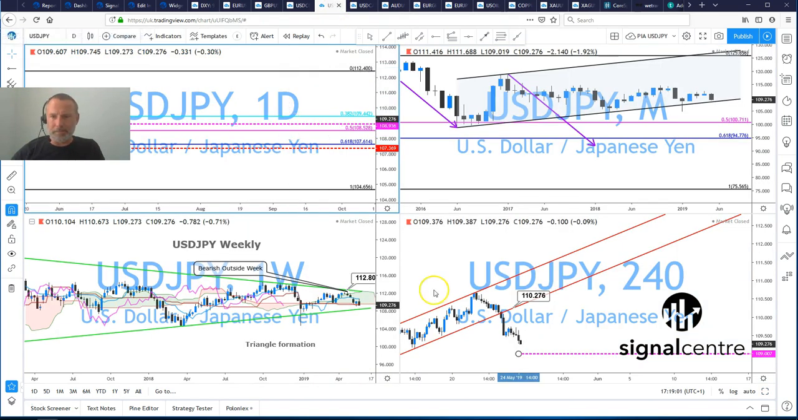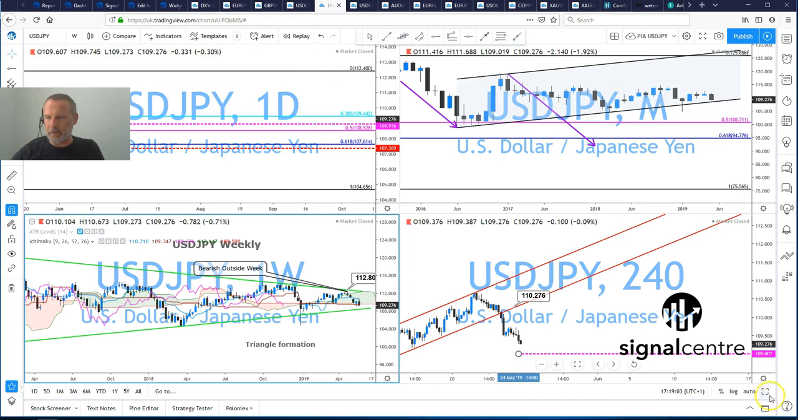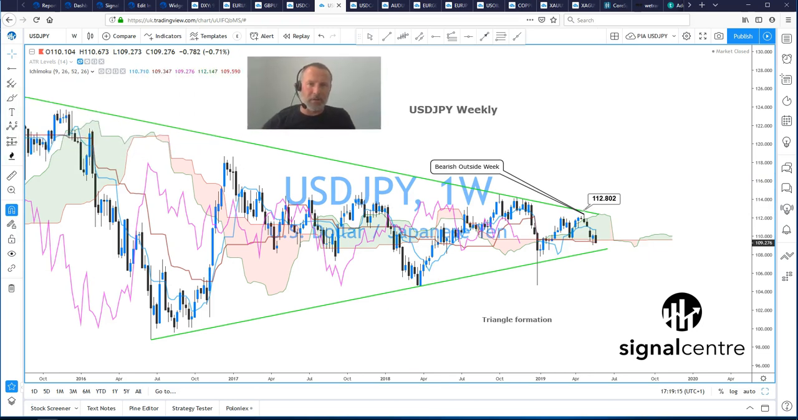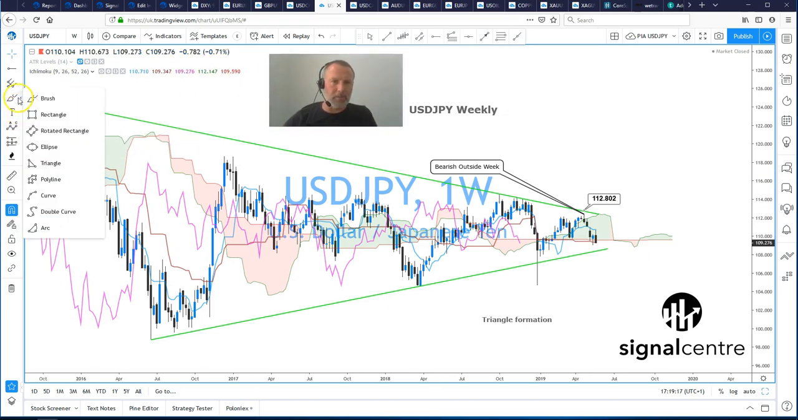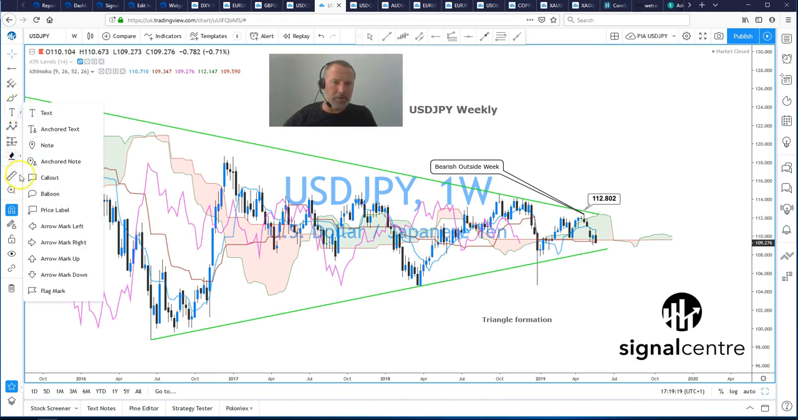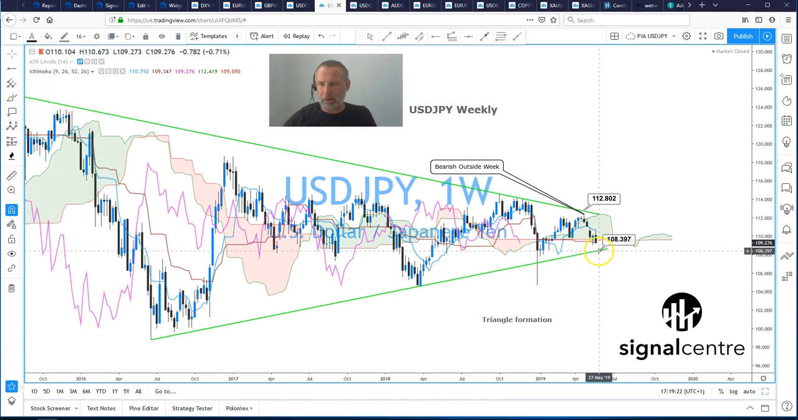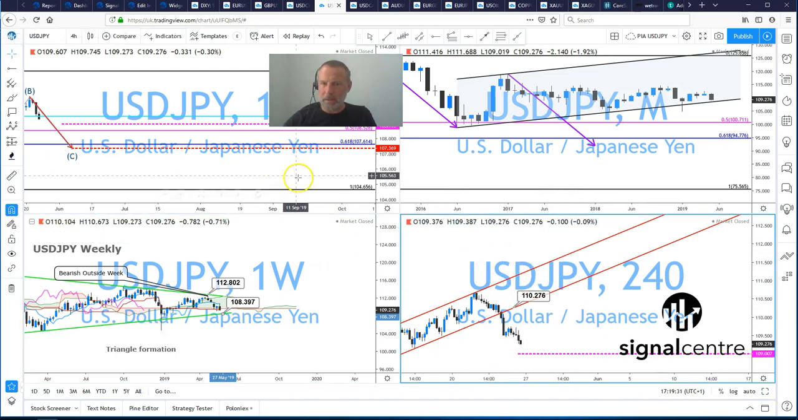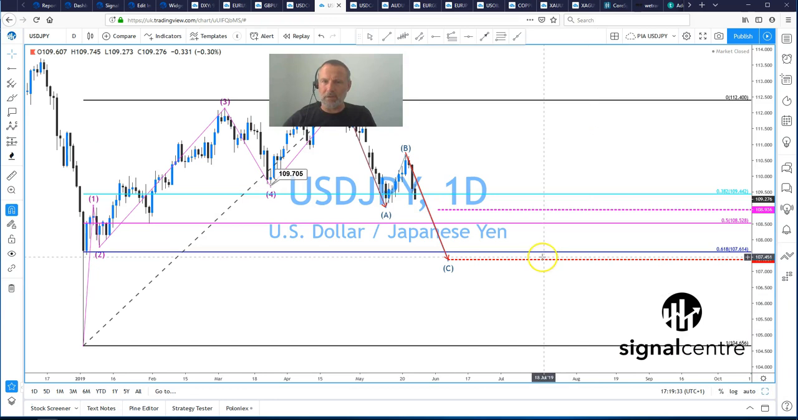Dollar yen. Let's go to the weekly chart first. Here we can see a bearish outside week, again posted at the high in a large triangle formation. There's really no clear indication that this sell-off is coming to an end. Just looking for the price label. So we've got this trend line support coming in around about 108.40. If we go to a shorter time frame, let's go to the daily chart first actually.